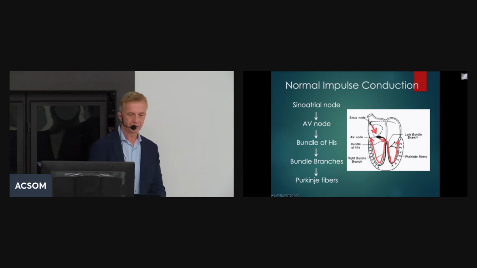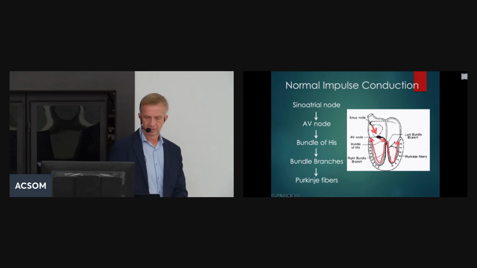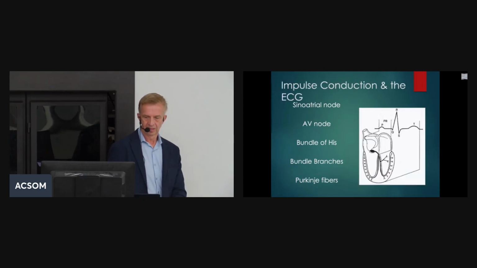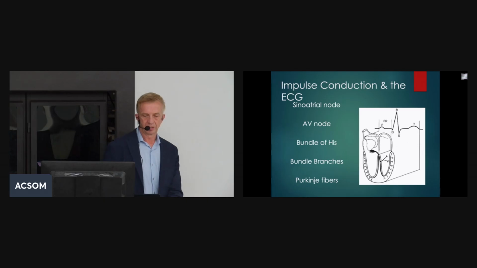And then the electrical impulse spreads through the myocardium by way of Purkinje fibers. Now, we'll talk about the correlation of the electrical impulse and conduction that you will see on the rhythm strip or the electrocardiogram. Have you seen or have you read about the electrocardiogram? There are different waves on the electrocardiogram, right?